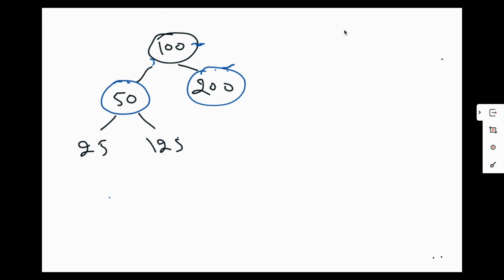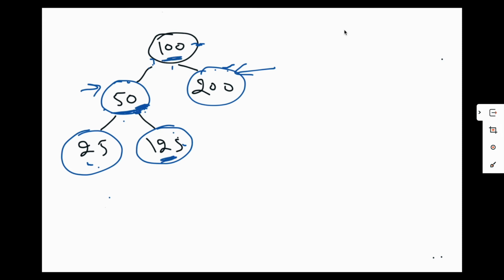Then again we'll call the same function for this node and this node, and when I come to this node, I'll see that the left subtree is less than 25. It satisfied the binary search tree condition, and the right subtree is also greater than this node's value. So for this node, it satisfied the binary search tree condition. But is this really a binary search tree? If you see, it is not a binary search tree, because this 125 is greater than the root node 100, but it is on the left side.